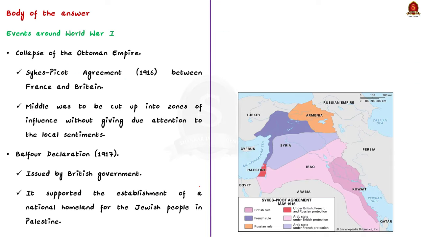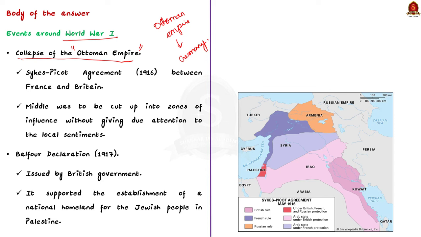Now let us move to the main body of the answer. Here we have to write the events that happened during World War I that influenced the Israel-Palestine conflict. In this, you can mention the collapse of the Ottoman Empire. See, before World War I, Palestine was under the control of the Ottoman Empire. And this Ottoman Empire fought alongside Germany during World War I. Even before the end of the war, the defeat of the Ottoman Empire was evident.